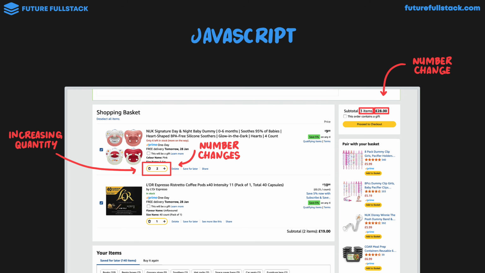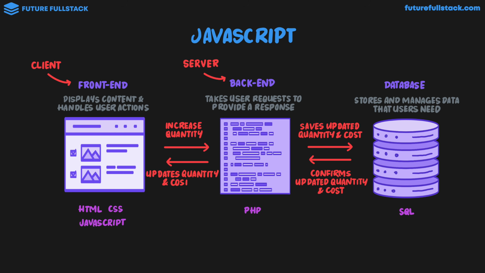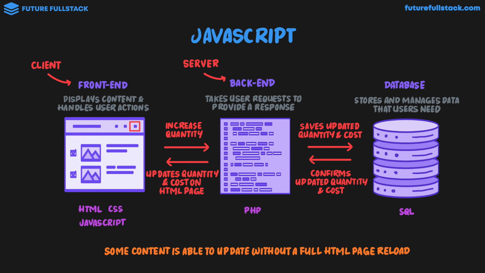So what asynchronous JavaScript allows us to do is actually just update those numbers without requiring the entire page to reload. So let's go through a new flow. I now increase the quantity of dummies on my front end. The back end then saves and updates the quantity and cost on the database. The database then confirms the updated quantity and cost and sends it to the backend, and the backend updates the quantity and cost on the HTML page. So really importantly, with the power of asynchronous JavaScript, some content is able to update without a full HTML page reload. And this makes navigating and using a web page a lot faster.